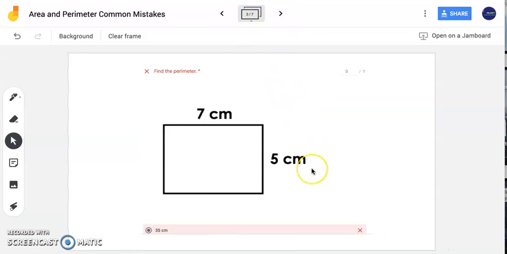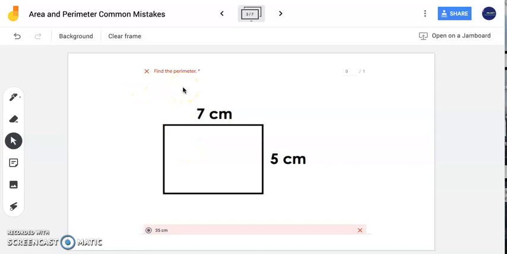This one here, this person selected 35 centimeters. Now notice the question though asks for find the perimeter. To find the perimeter, you're going to do 7 plus 7 is 14, plus 5 plus 5, which is 10. 14 plus 10 is 24, not 35. Now I notice the area, if you were to find the area, 7 times 5 is 35. However, the question asks for perimeter.